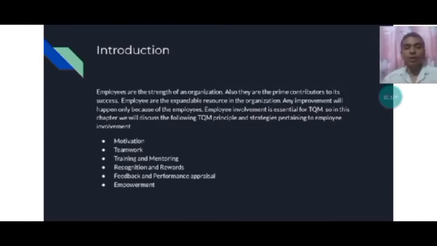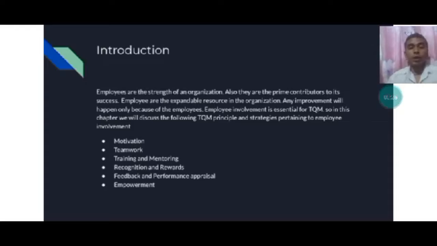Employees are the strength of an organization. They are the prime contributors to its success. Employees are the expendable resources in the organization. Any improvement will happen only because of the employees. Employee involvement is essential for TQM.